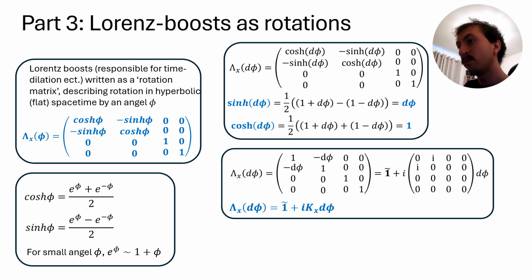And that leaves us with this matrix for the infinitesimal Lorentz transform, which I've broken down much like I did for the infinitesimal rotation matrix into the identity matrix, and then another 4x4 matrix which contains all the important information, and the other 4x4 matrix is your generator. So Kx is the generator for Lorentz boosts along the x-axis. And in this video, I'll be using K to refer to generators of Lorentz boosts.